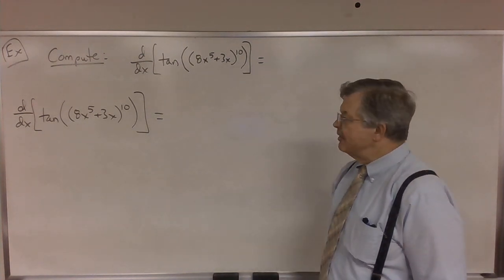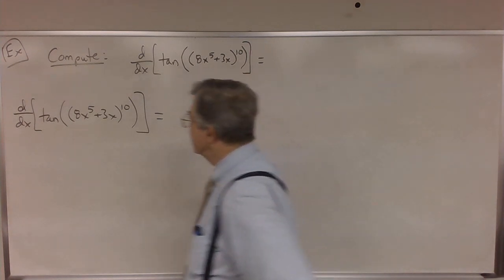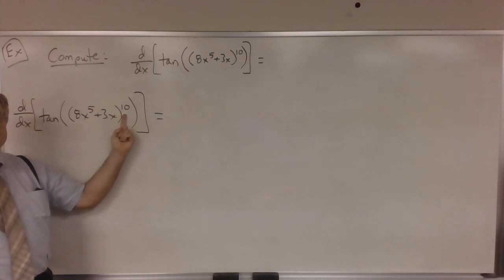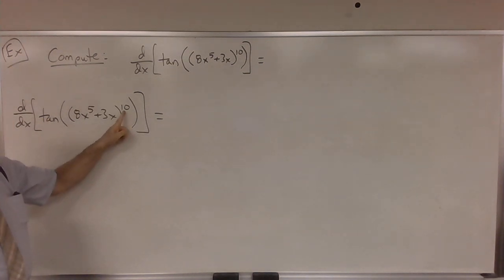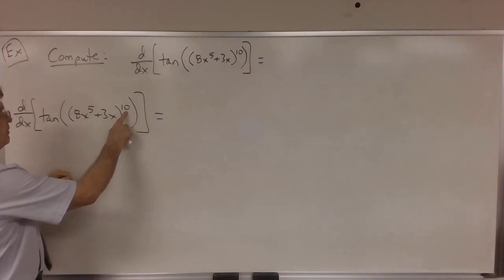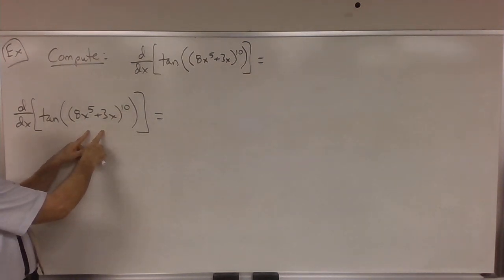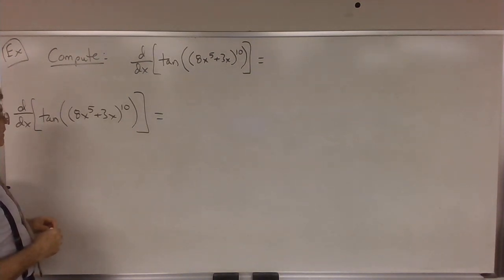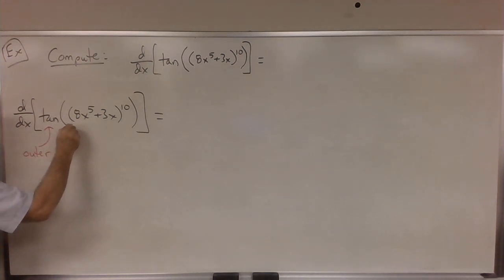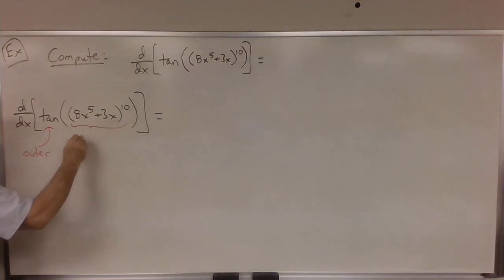So let's find the outermost function. Is the outermost function the raising of something to the 10th power? Let's see. What is it that we're raising to the 10th power? It's this polynomial, isn't it? But this polynomial raised to the 10th power goes inside the tangent function, doesn't it? So really, the outermost function here is tangent of something. And all of that is sort of inner.